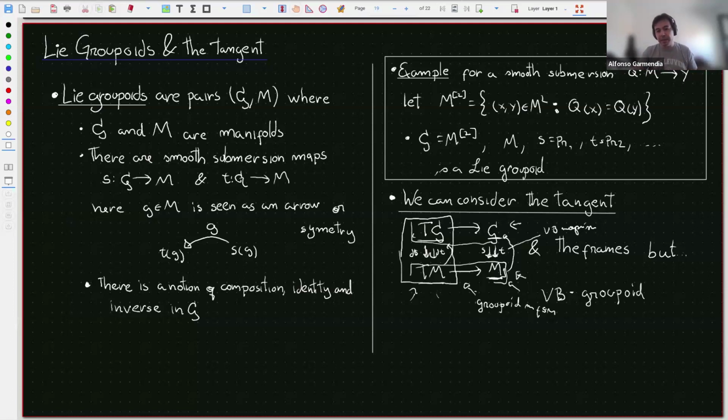And the basic example of a VB-groupoid is exactly the tangent. It works just because we can differentiate all the maps that we have on this side. And it's also an extremely interesting object. There are many constructions that you do with groupoids that then in this tangent groupoid become extremely natural.